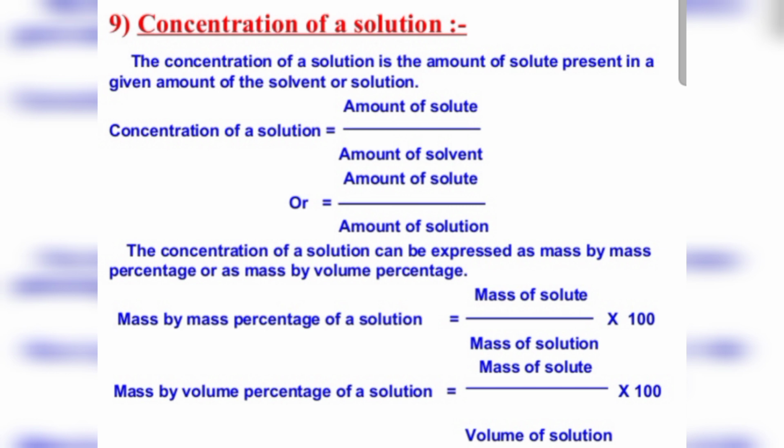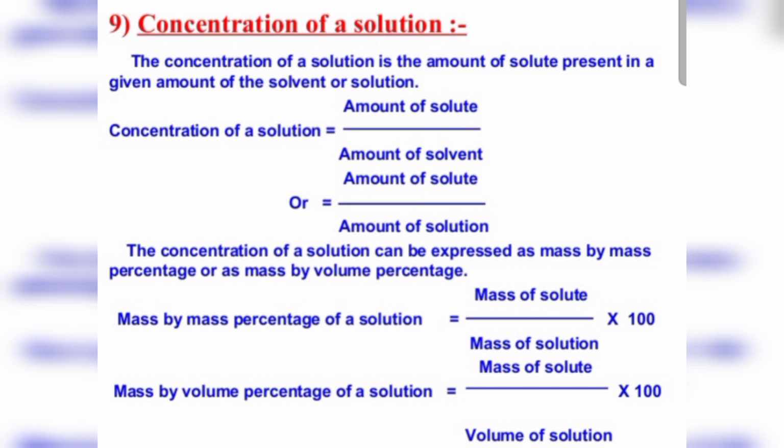So glucose is a solute. So mass of solute is given, that is 50 gram, and it is dissolving in 250 gram of water. That means water is a solvent, so the mass of solvent is 250 gram. So we have to calculate the concentration by applying the formula, that is mass of solute divided by mass of solution.